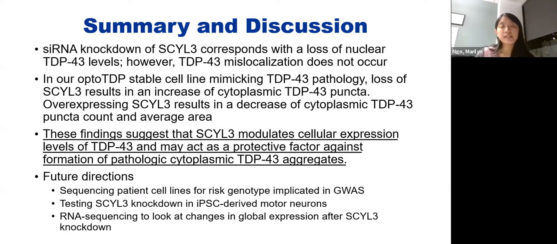Further directions include sequencing patient cell lines for the risk genotype and creating iPSC cell lines from these patient samples to differentiate into motor neurons for further characterization. In addition, we've hypothesized that SCYL3 may be affecting protein turnover, perhaps through upstream pathways that eventually lead to TDP43 aberrations. We plan on performing RNA sequencing to look at changes in global expression to see what known transcripts related to TDP43 pathology are also affected by knockdown of SCYL3 to tease out other components of the pathway SCYL3 may be affecting.